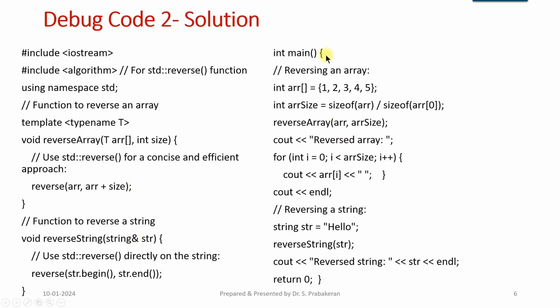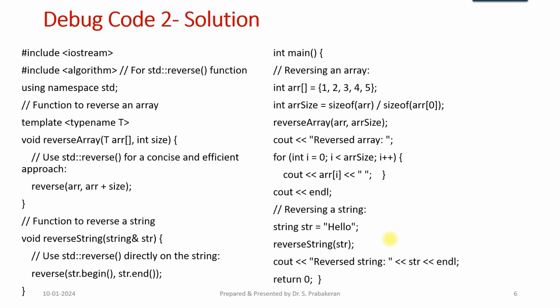And then switching over to the main function. In the main function we have an array as well as a string. The array is arr and the string is str, and for the array we calculate its size using sizeof of arr divided by sizeof of arr[0]. Then we call reverse array to reverse it, and for the string we directly call reverse string to reverse it.